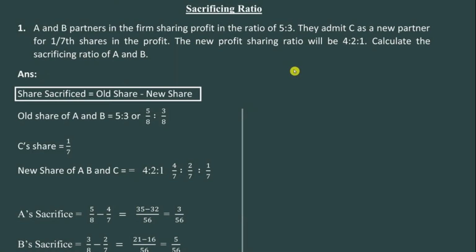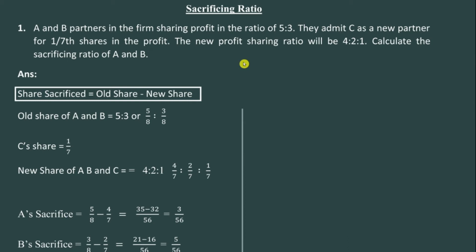So this is a problem to solve sacrificing ratio. A and B are the partners in the firm sharing profit in the ratio of 5:3. They admit C as a new partner for 1/7th share in the profit. So they have agreed to admit C into the business. By agreeing, they will give 1/7th of the share. The new profit sharing ratio will be 4:2:1.